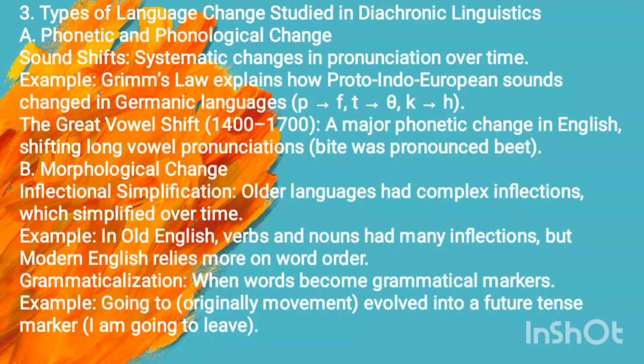Morphological changes, that is inflectional simplification, that is reduction of word endings. For example, Old English had complex verb and noun inflections, but modern English relies on word order. In grammaticalization, full words become grammatical markers. For example, going to originally meant movement, but is now a future marker. I am going to leave.